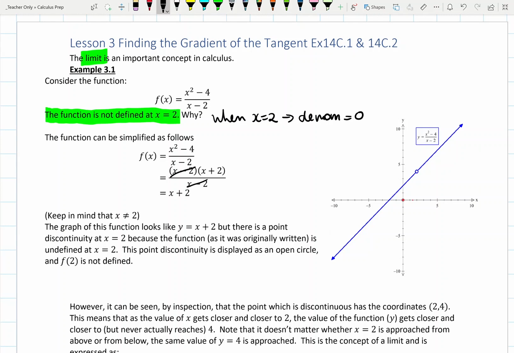If we simplify the function like we've done here, we can do difference of two squares expansion in the numerator, and then what you see is that the factors of x minus 2 will cancel each other out and we're left with x plus 2. So this means that the function x squared minus 4 on x minus 2 looks like x plus 2, but we must keep in mind that x cannot equal 2.